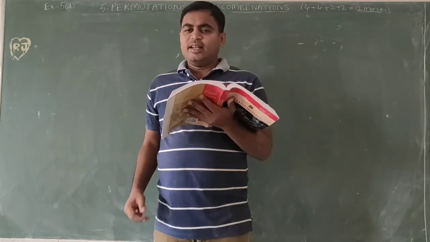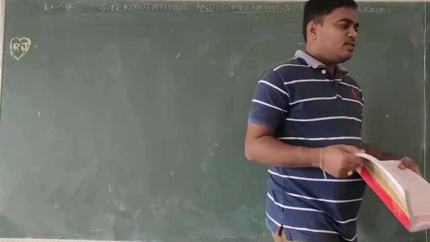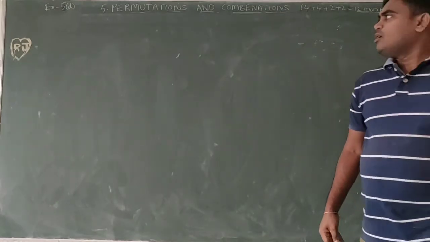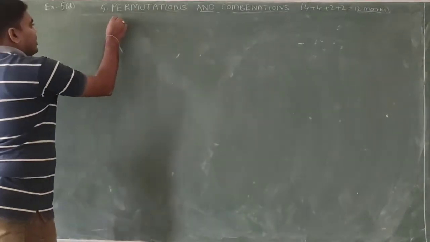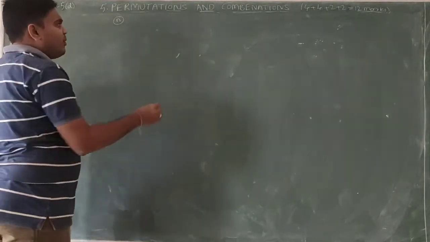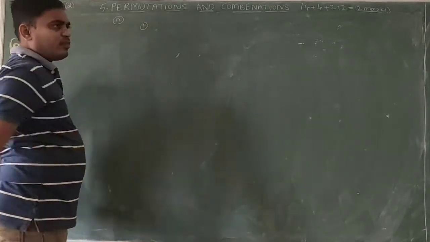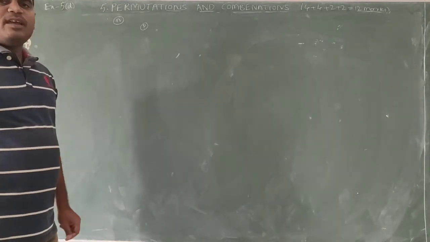Exercise 5D related information. First, let us consider total n things. In n things, p things are same. P things are of the same kind.